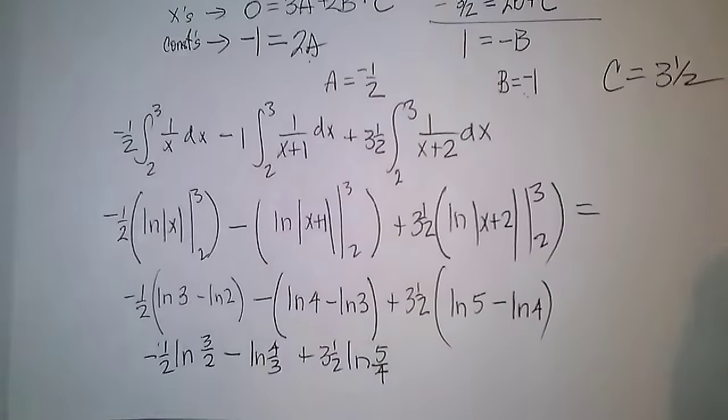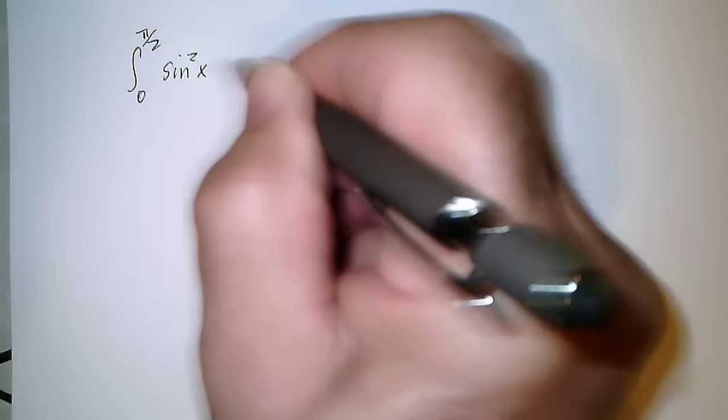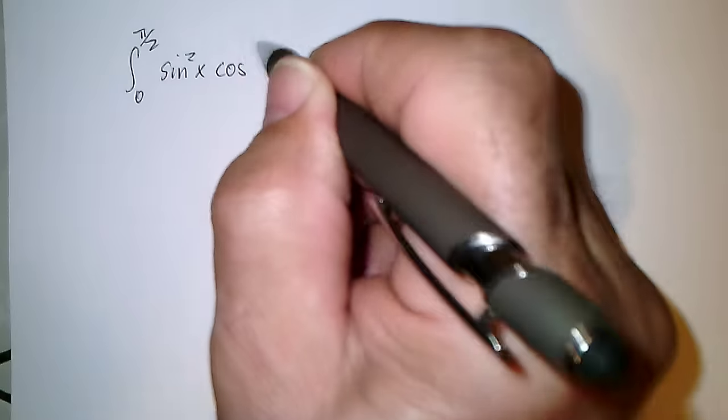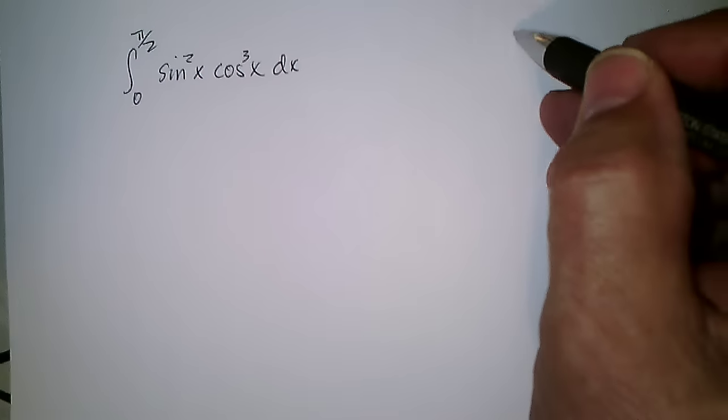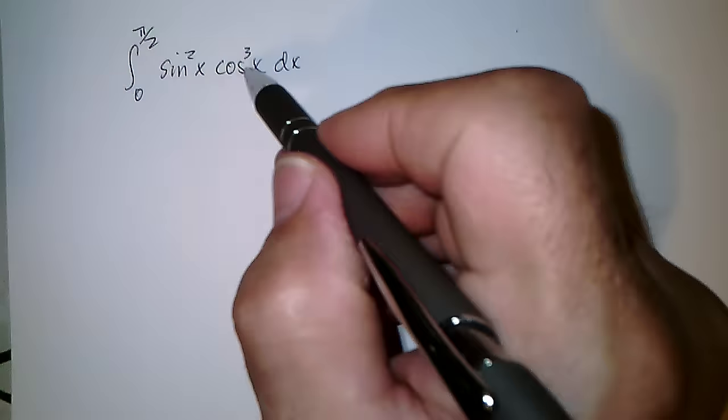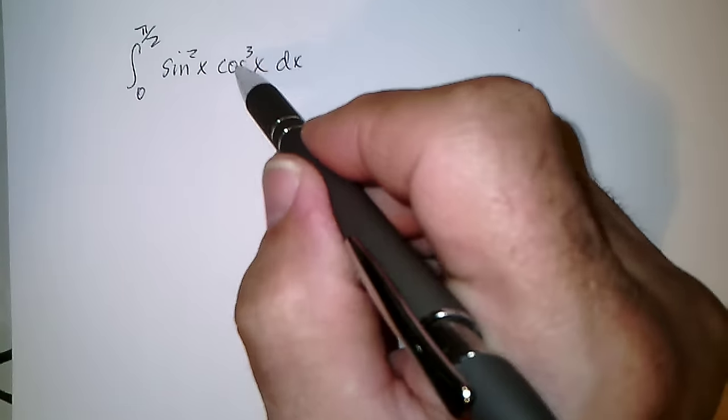Okay, so that's 1, 2, 3 of them. Let's go to the fourth one here. The fourth one was the integral from 0 to pi over 2 of sine squared x cosine cubed x dx. This is an odd power, so the easiest on this one would be to split this out to cosine squared x and then cosine x.